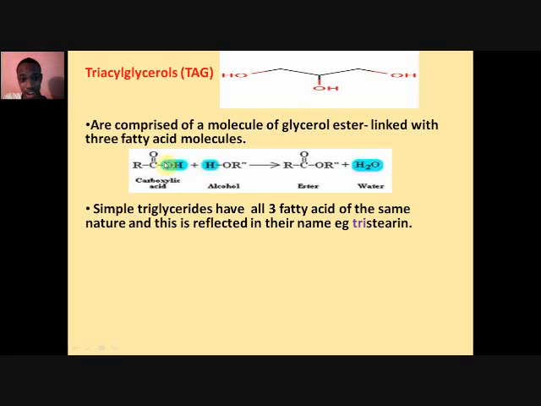It is seen in this diagram also. You have a carboxylic acid and an alcohol. In this case, the alcohol is glycerol. And the alcohol group, this OH group, will lose a hydrogen, and the OH from the carboxylic acid will be lost. There's another condensation reaction. Water is given off and an ester is produced. And this ester is triacylglycerol. 3 ester linkages.